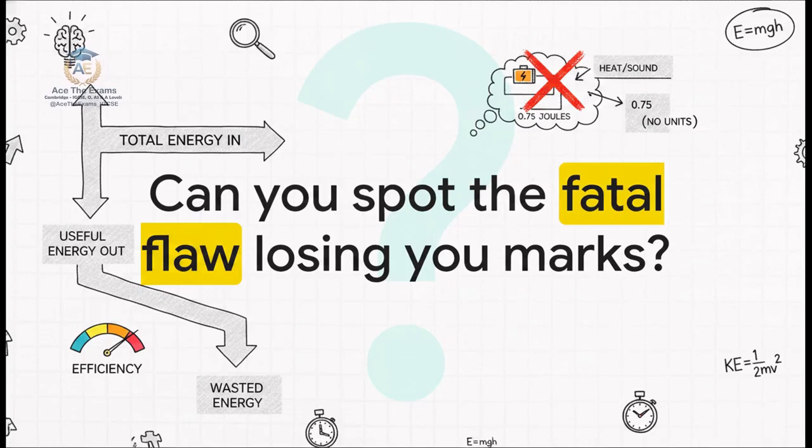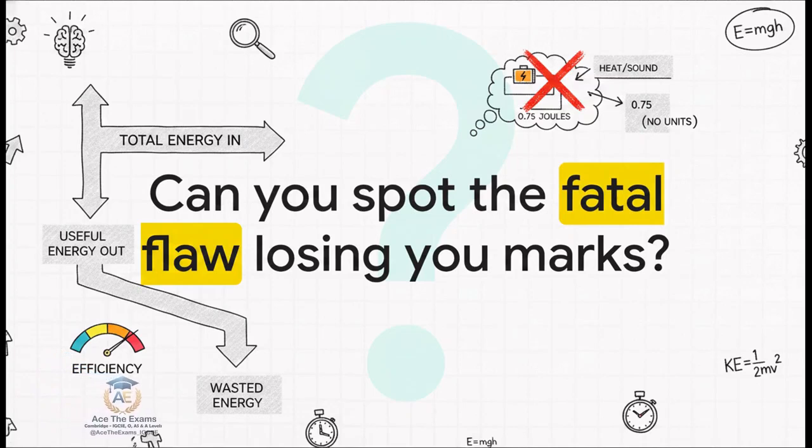Okay, look closely at this exam scenario. It's a Sankey diagram calculation and a practical investigation of energy resources. The student wrote, energy is lost and the efficiency is 0.75 joules. Can you spot the fatal flaw that's losing this learner massive marks? You've got 3 seconds. Go.